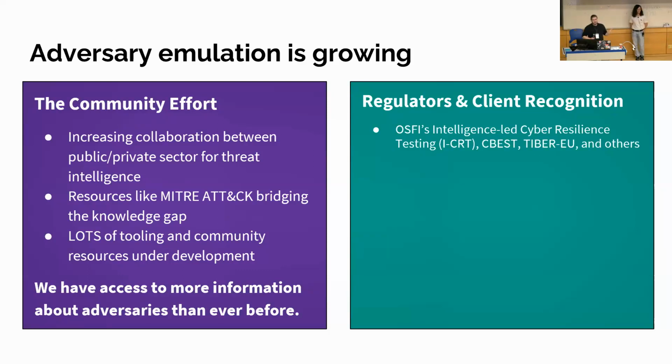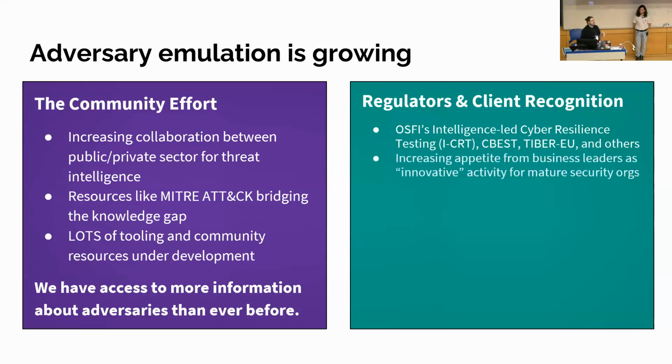So OSFI recently published an intelligence-led cyber resilience testing framework that was pretty heavily informed by CBEST and TIBER-EU, other existing regulatory frameworks talking about augmented red teaming, where you're using cyber threat intelligence to go above and beyond what you'd call conventional red teaming or pen testing, and you're adding a layer of realism, right? So they want us to be using information about our adversaries and the threats we face to improve the realism and the efficacy of our testing.